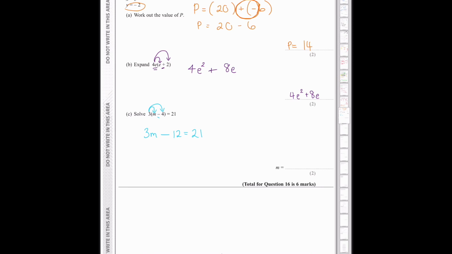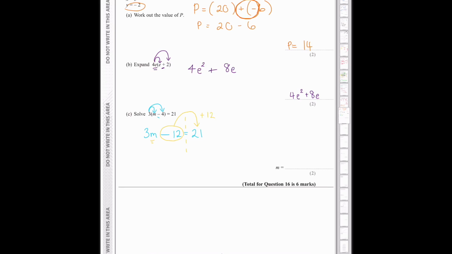So what we're going to do now is think of this equals sign as a barrier, and we want everything to be moved away from this m. We want m all on its own. Well, here we have a minus 12. That's the furthest thing away from the m at the minute, so I'm going to use that first. And to get it away, I'm going to do the opposite to move it over the equals sign by adding it.